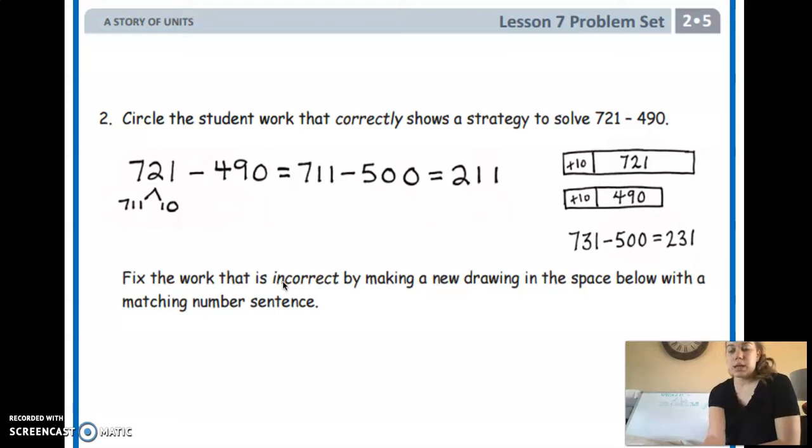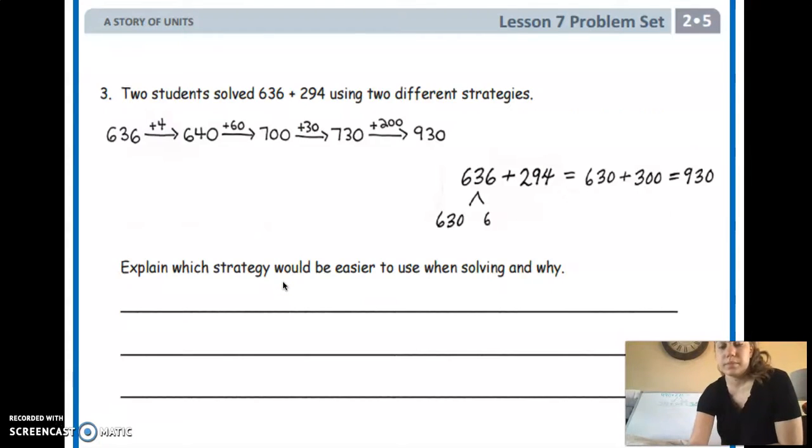Now number 2 says, circle the student work that correctly shows a strategy to solve 721 minus 490. And then fix the work that is incorrect by making a new drawing in the space below with a matching number sentence. And number 3 says the two students solved 636 plus 294 using 2 different strategies. Explain which strategy would be easier and why. So I want you to pick which one is easier, and explain your reasoning.